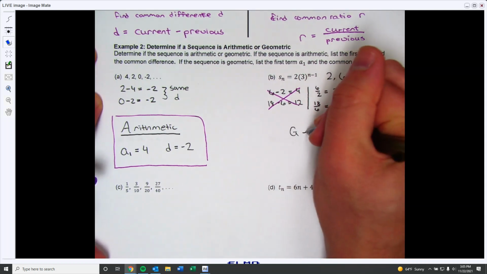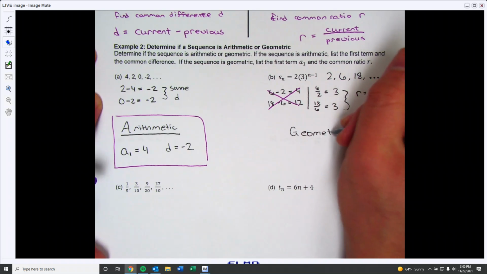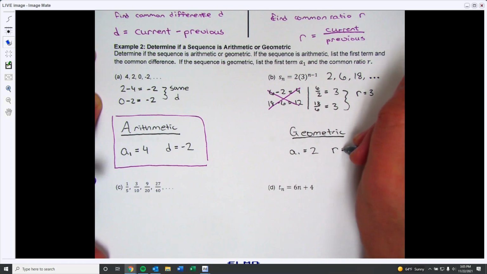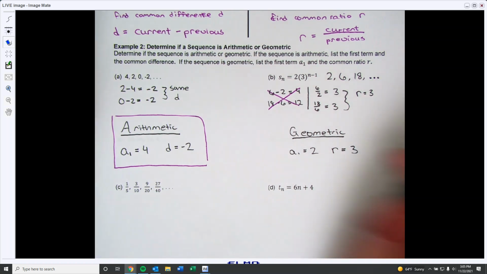All right, so this one is geometric. And my first term when I listed them out was 2, and my common ratio is 3. And that's all you got to do.